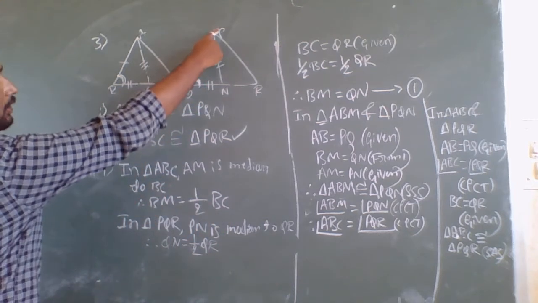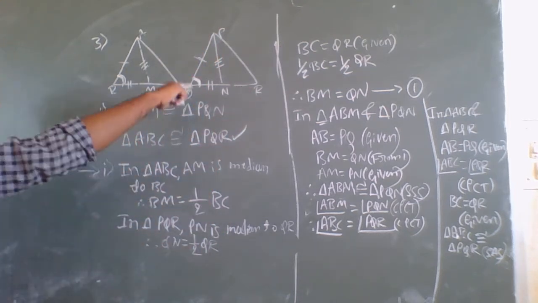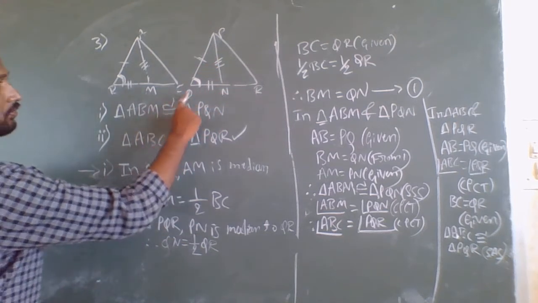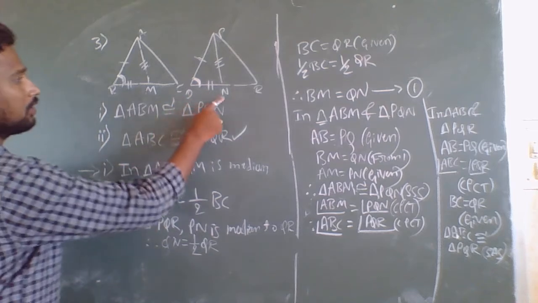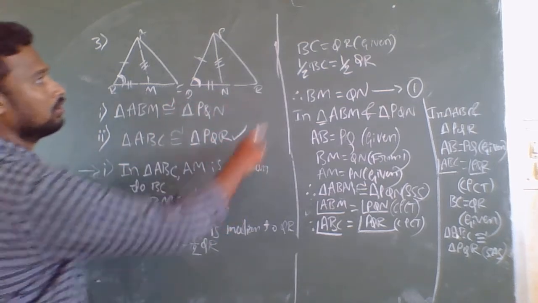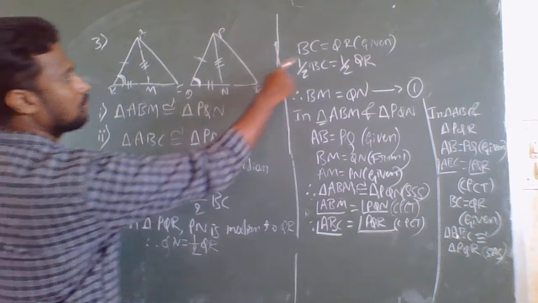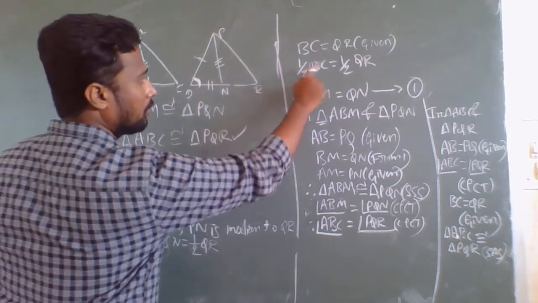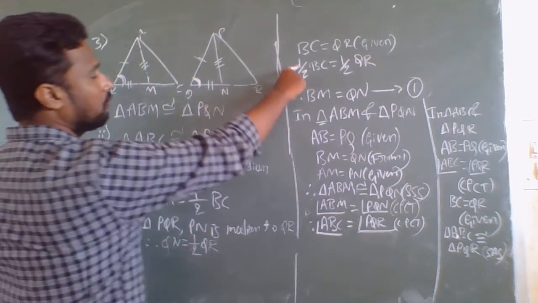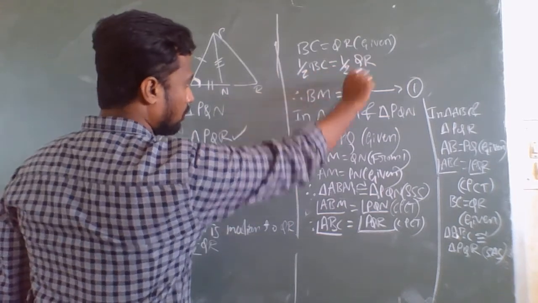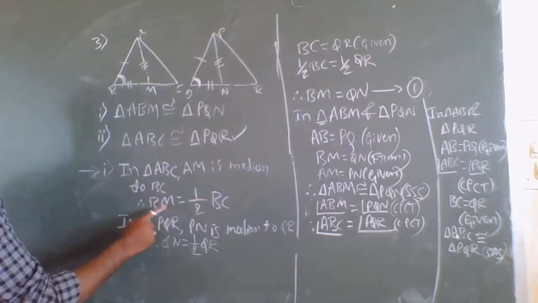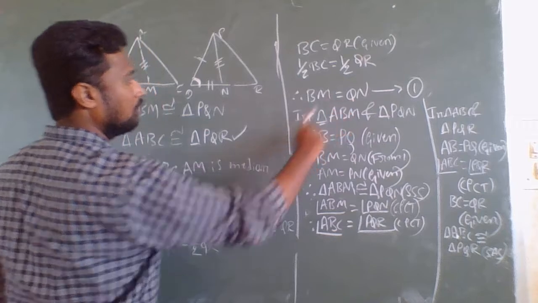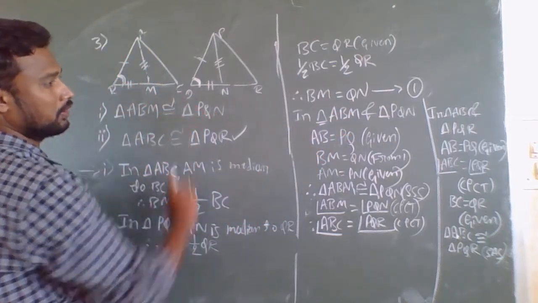Like that only in triangle PQR, PN is the median. Therefore, this QN is half of QR. They have given that this BC is equal to QR, and here I will multiply 1 by 2 to both sides. If 1 by 2 BC is equal to 1 by 2 QR, we know that 1 by 2 BC means BM and 1 by 2 QR means QN. Therefore, BM is equal to QN.